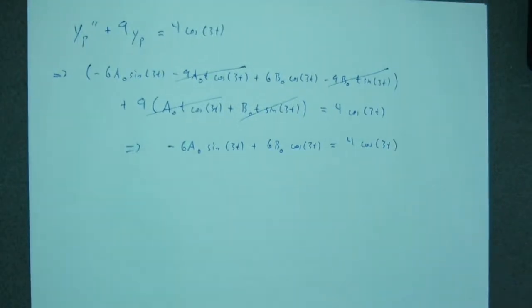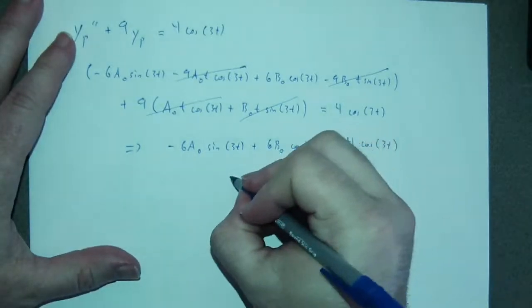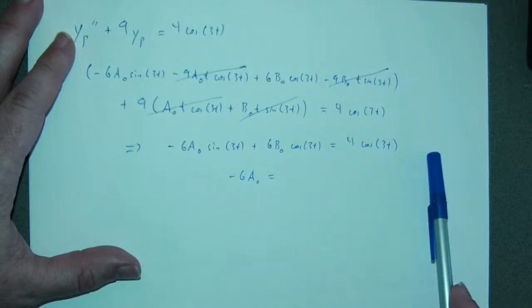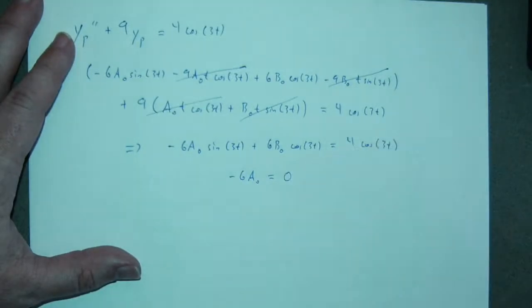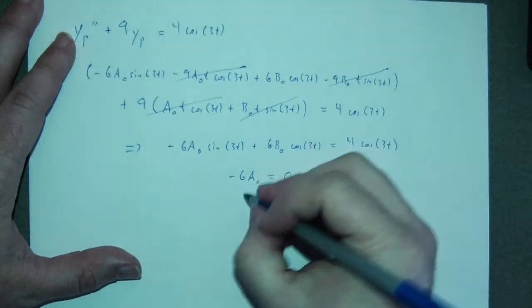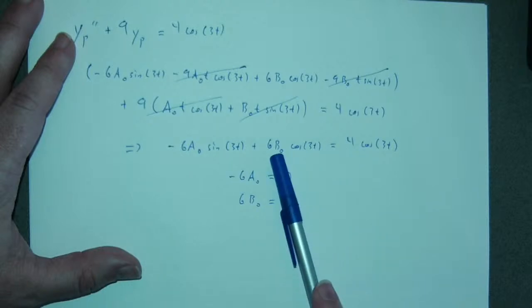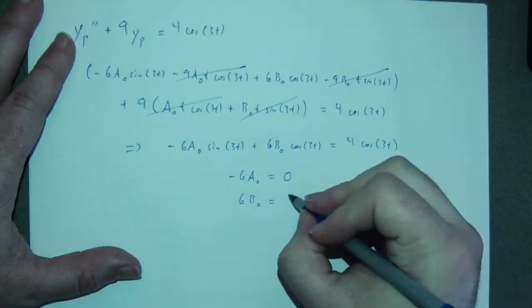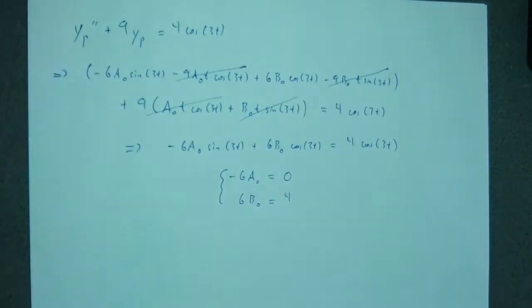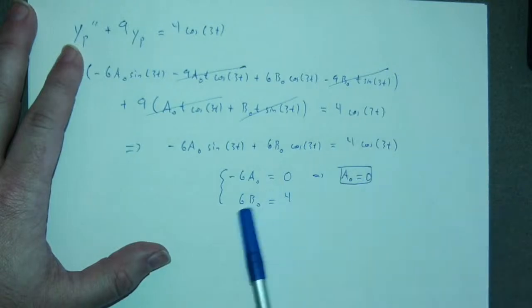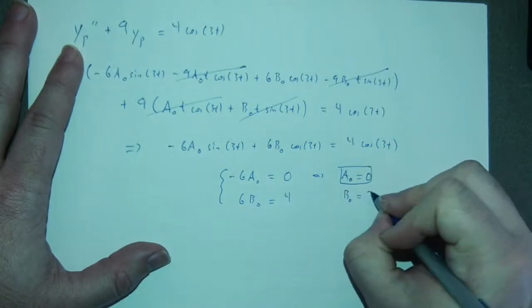If these are going to match up, right, then what does minus 6a naught have to be equal to? Well, there is no sine of 3t over here, so minus 6a naught has to be equal to 0. And 6b naught has to be equal to 4, since it's the coefficient on the cosine of 3t term. And so these are the equations that result. Now, the first equation implies, of course, that a naught is 0. The second equation implies that b naught is 2/3.